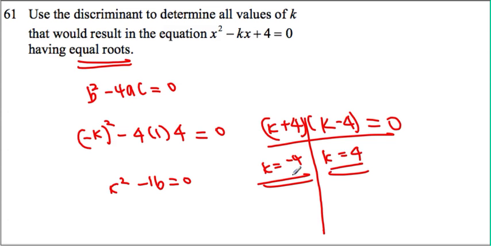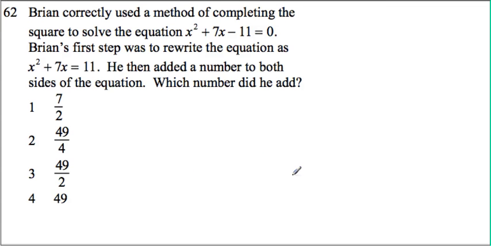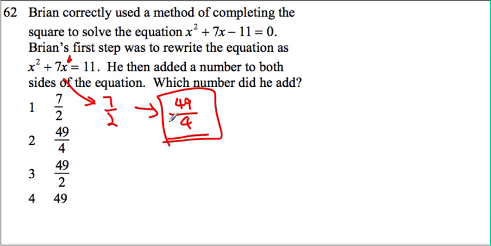Alright, let's continue. Number 62. So when we are trying to do completing the square, yes, the first step is adding 11 so that you can get rid of this term. Once you have the first two terms, what is missing here? That comes from having the middle coefficient, which is 7, divided by 2, which is 7 over 2, and then square it. So if you square this one, we get 49 over 4. So that becomes our answer, 49 over 4, which is choice 2. That's basically the value which you would have added to complete the square.